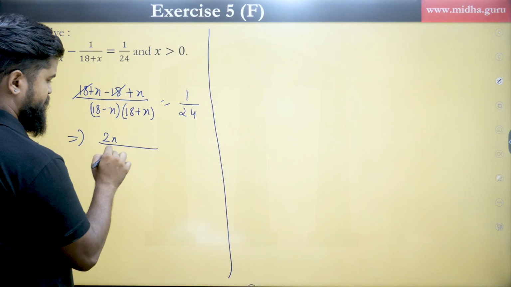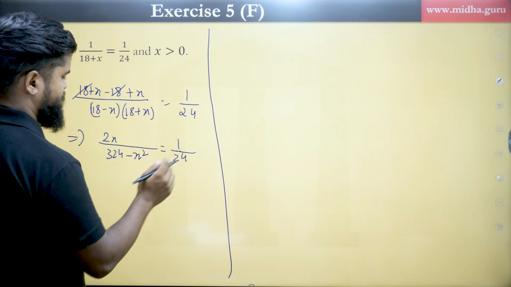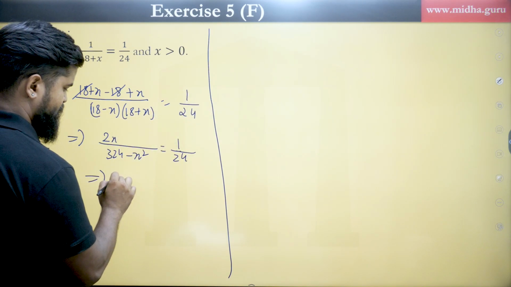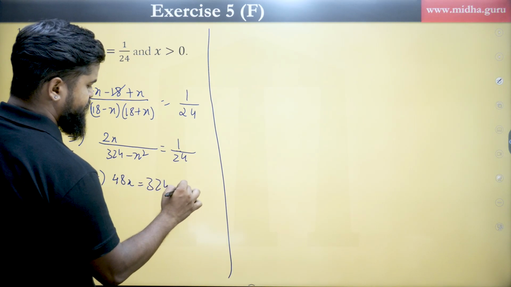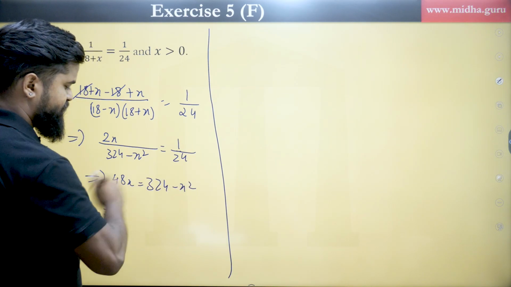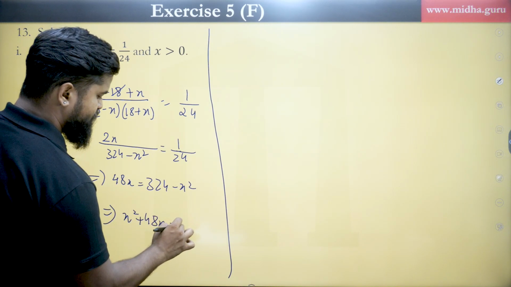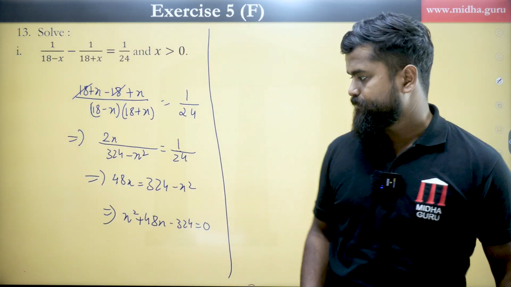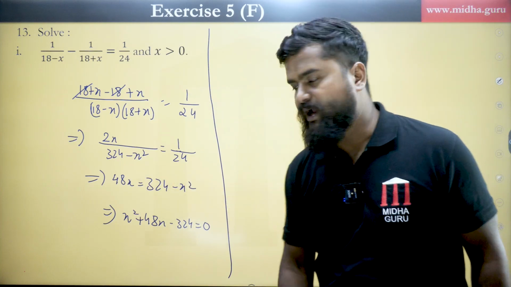This is a minus b into a plus b. So we write a square minus b square, which is equal to 1 by 24. Now multiply 24 up here and this up here. We get 48x is equal to 324 minus x square. Then we bring all the terms to one side. We get x square plus 48x minus 324 is equal to 0. Now we'll solve this equation to get the value of the variable x.